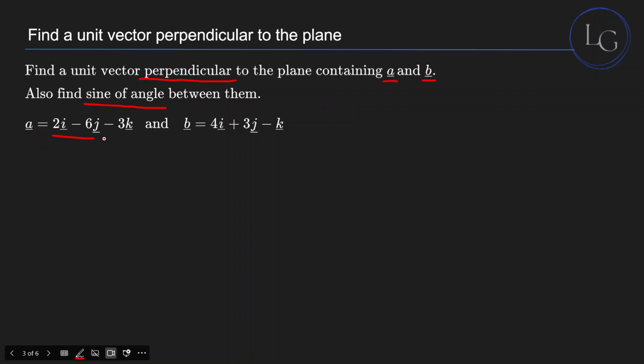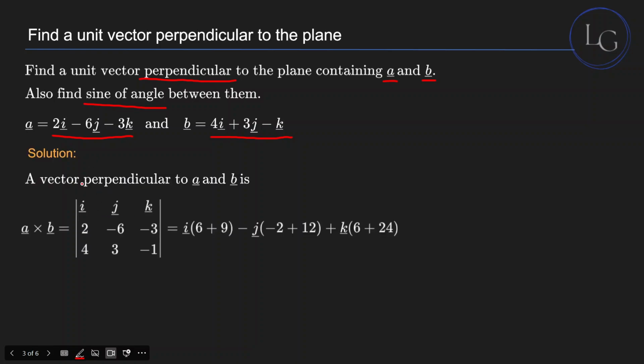So a is this vector here and b is this vector here, and the plane that contains a and b, we need to find a unit vector perpendicular to that plane, right? So let's see. A vector perpendicular to a and b is obviously a cross b. As you know, a cross product always gives you a vector that is perpendicular to the two vectors that the cross product is being taken of, right?